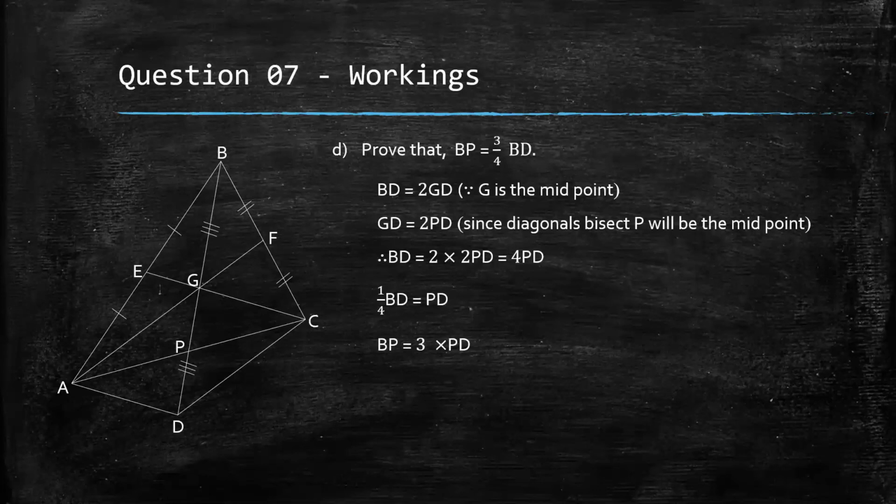So the next one is BP equals 3 into 1 over 4 BD. So we got the answer: BP equals 3 over 4 BD.